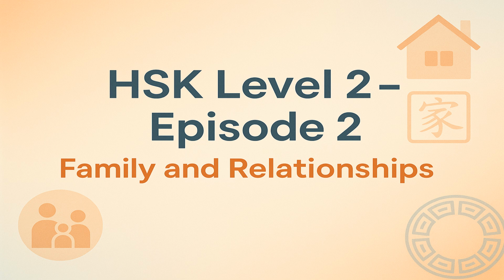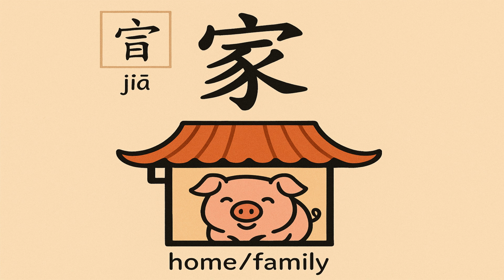The character is beautifully constructed with meaningful parts that tell the story of what makes a home. At the top, you can see a roof, which looks like a traditional Chinese roof with its curved edges. Under this protective roof, you'll find the character for pig. Here's our mnemonic technique. In ancient China, having a pig under your roof meant prosperity and security. A pig represented wealth because it provided food and could be traded.